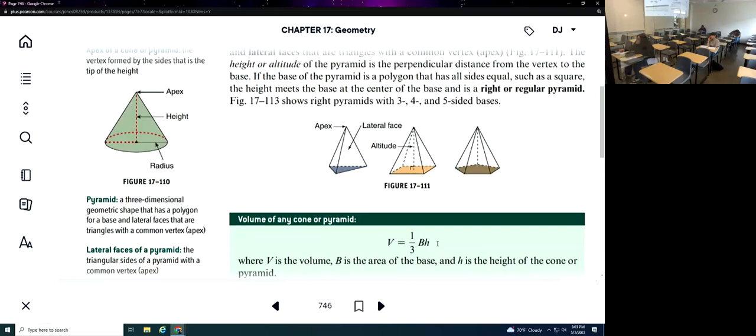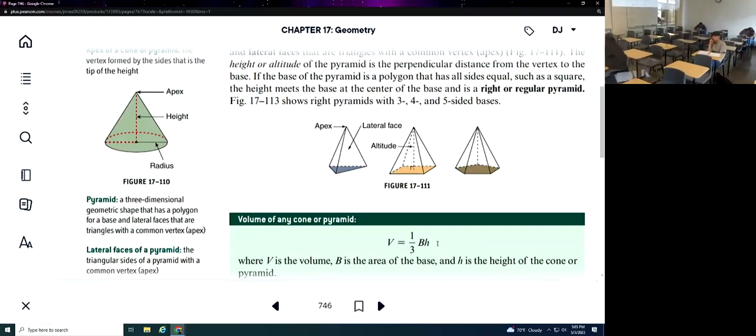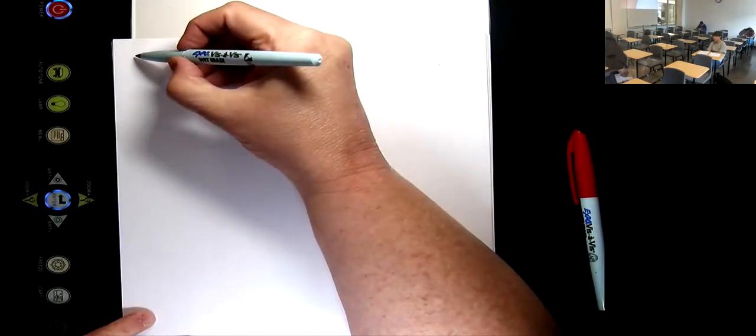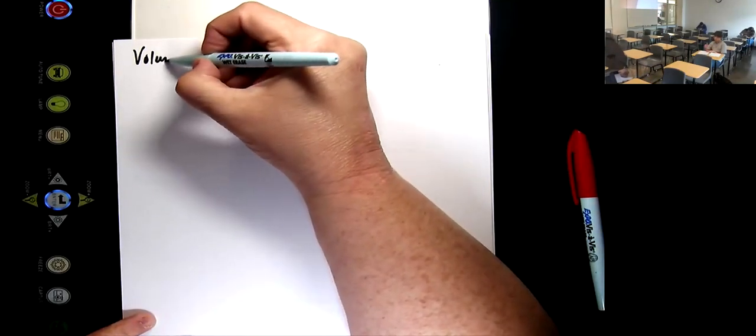That's what I'm gonna put back over here. I knew the cone was 1/3 times the base times the height. But I didn't know that was true for pyramids too. So it didn't matter what the shape of the base was, as long as it's like a cone shape in some form. I think it's pretty cool. So volumes of cones and pyramids.